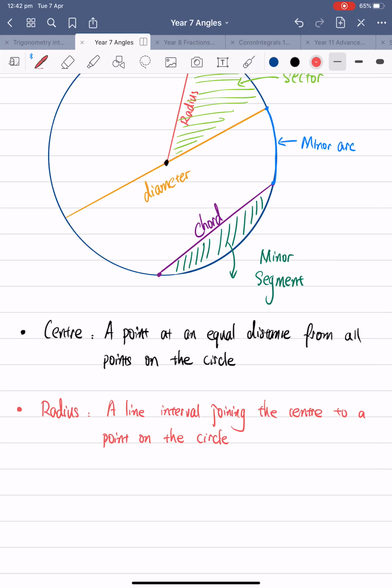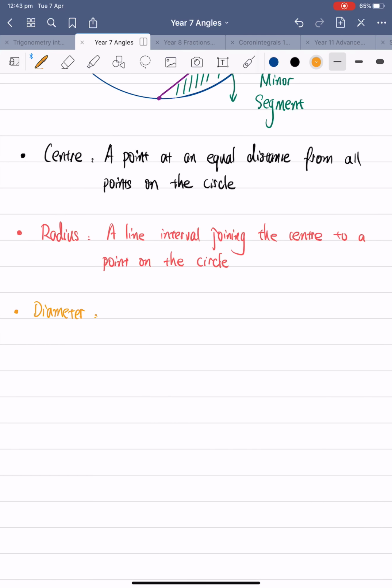The next one is the diameter. The diameter is pretty easy, just 2 times the radius, or double the radius. So what is the diameter? Well, a diameter is just the longest chord passing through the center. Or we can say it's a line interval that passes through the center of the circle, but the proper definition is the longest chord passing through the center of the circle.